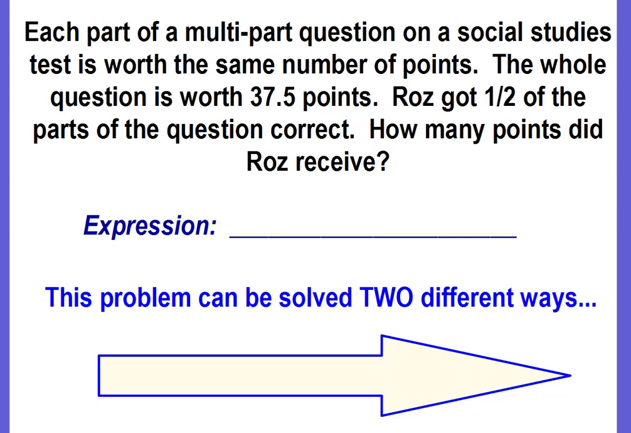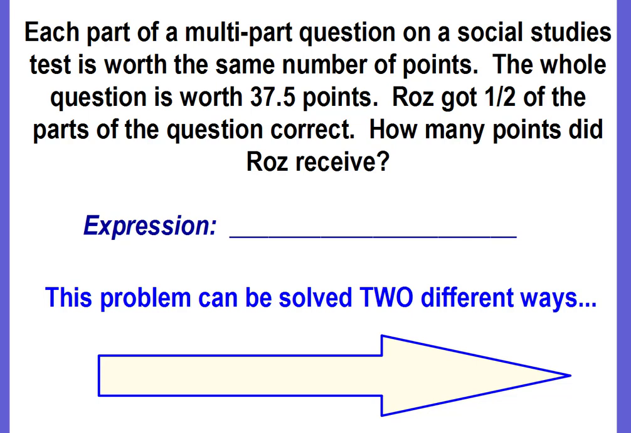Each part of a multi-part question on a social studies test is worth the same number of points. The whole question is worth 37 5/10 points. Roz got half of the parts of the question correct. How many points did Roz receive?